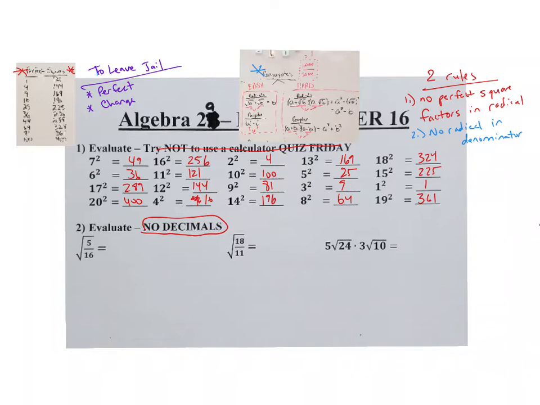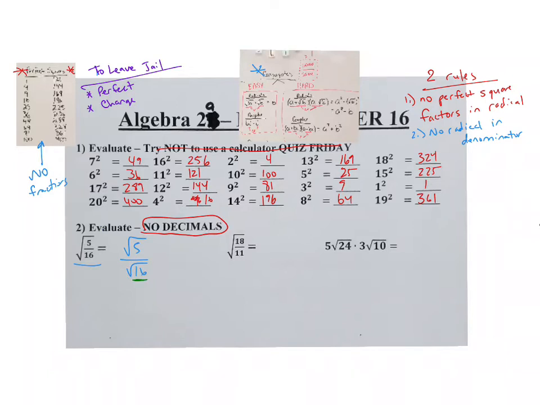So we're going to start with this one over here. Right away, I have the square root of 5 over 16. I don't have any fractions on this list here. Since there are no fractions, I'm going to take the radical to the top and take the radical to the bottom.